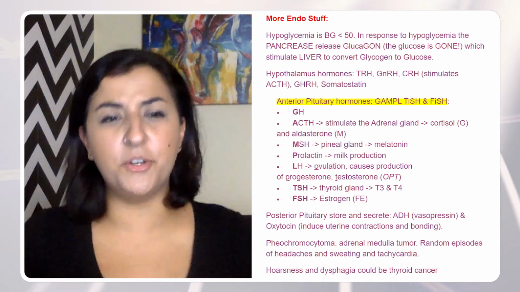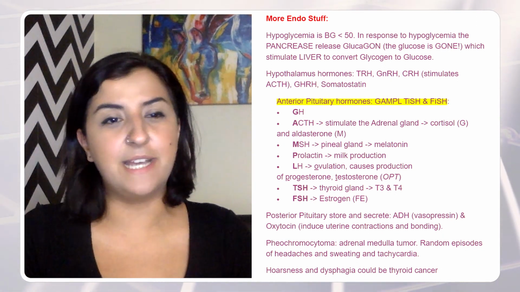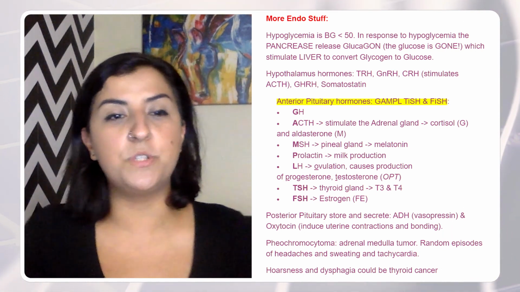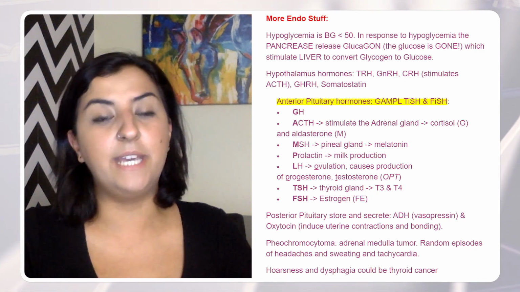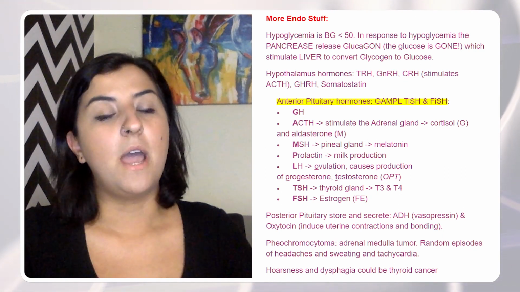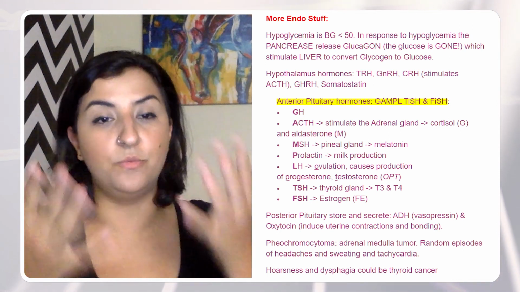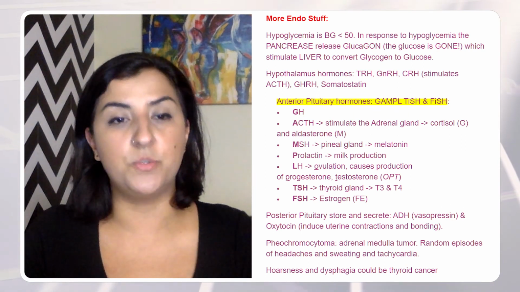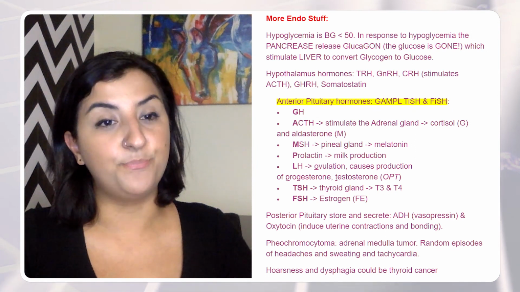So what about the posterior pituitary? No one talks about the posterior pituitary, right? It's not as interesting as the anterior pituitary, but it does produce two things, ADH and oxytocin, okay? ADH is your vasopressin. That's the other name for it. Remember these two? They're the same hormone. And it produces oxytocin, which induces uterine contractions and bonding between the child and their mommy.